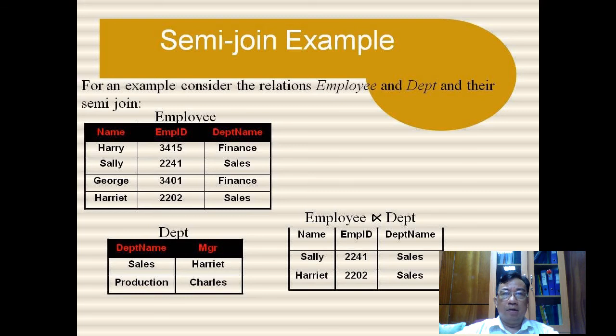And you see, in employee, you have Sally and Harriet because Sally and Harriet worked in department sales. And you have department sales in department. So Sally and Harriet will be in the result of the semi-join.